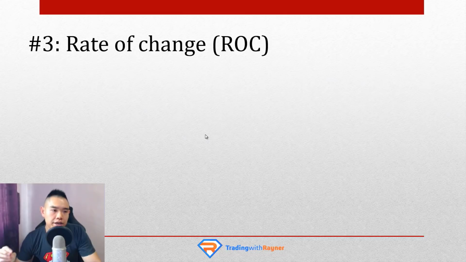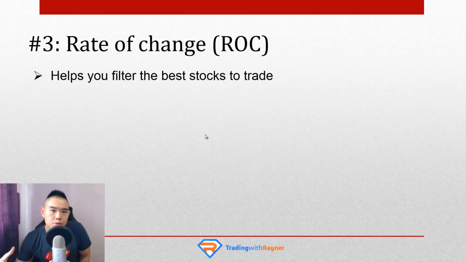The third and final indicator I want to share with you is the rate of change indicator. Why? Because it helps you filter down the best stocks to trade. When you're trading stocks, let's say the US stock markets, there are thousands of stocks out there. Often you're going to find two similar trading setups happening at the same time, and you wonder to yourself, man, which one should I choose?